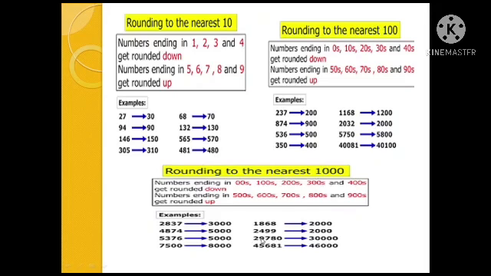30,000. 45,000 is there, and 600 is there. 600 crosses 500, so 45,000 rounds off to 46,000.